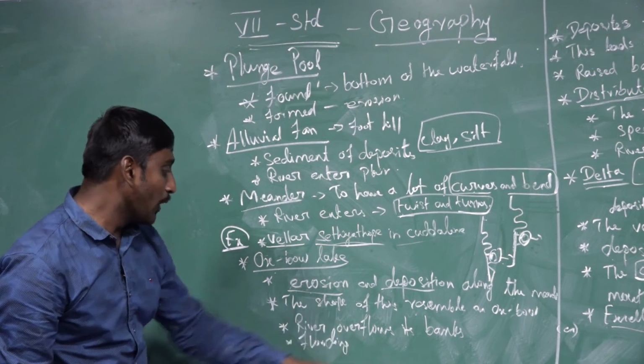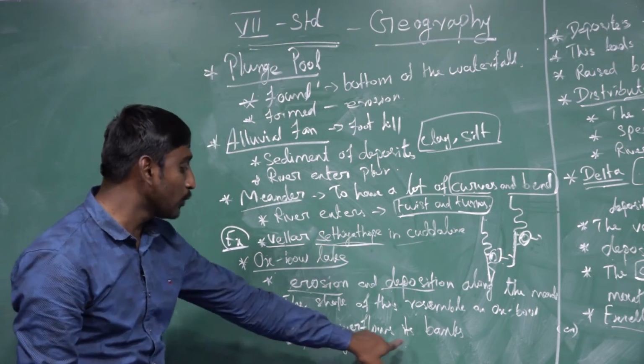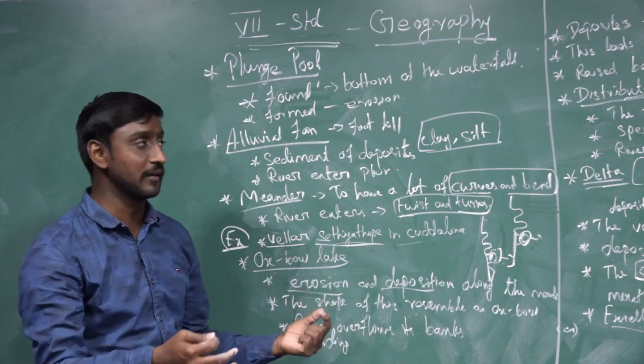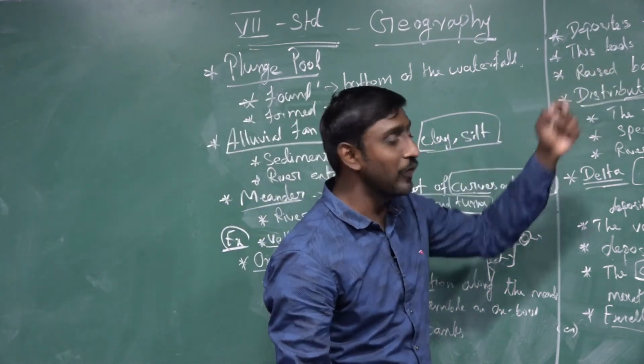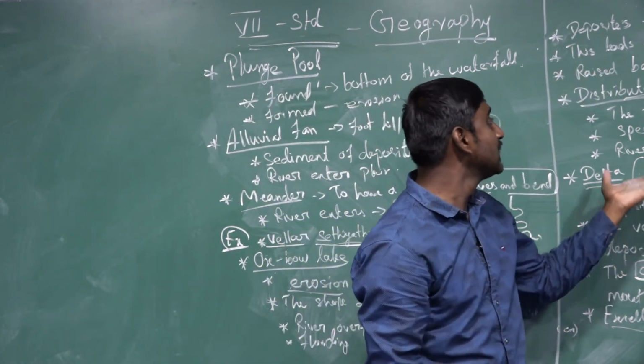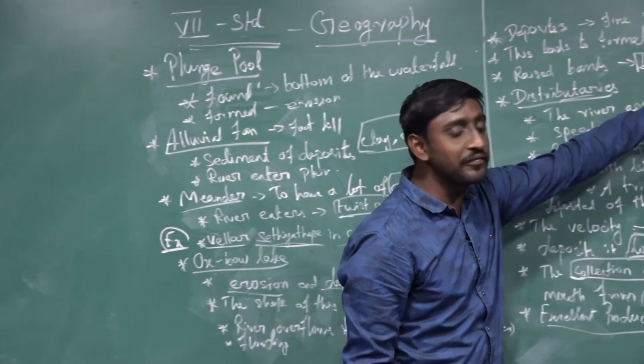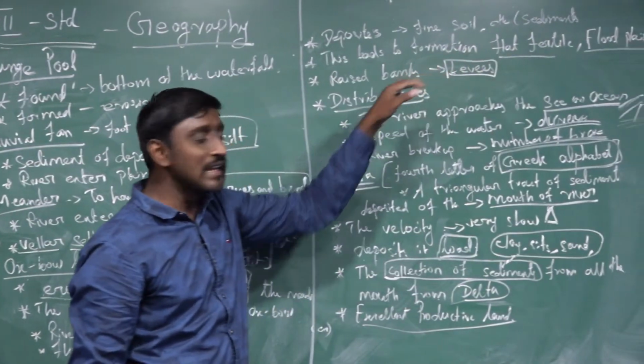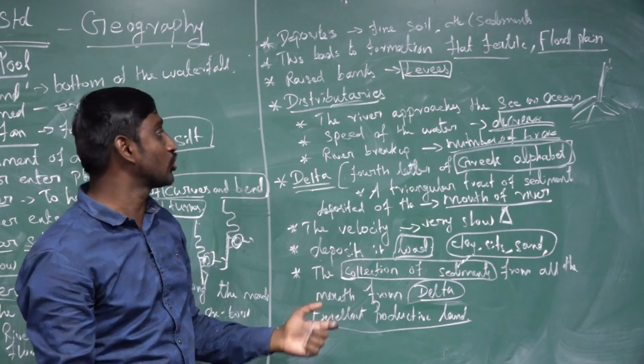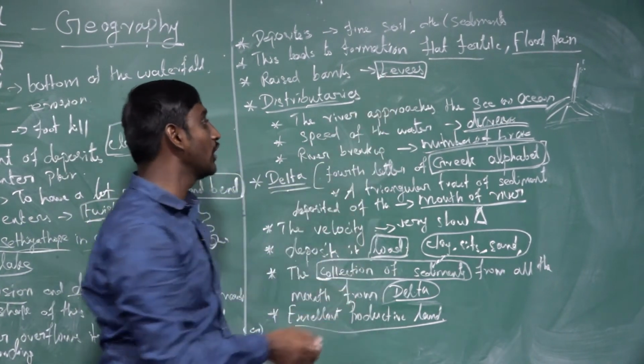Next, the river overflows its banks and floods, and deposits fine soil and sediment. This leads to flat, fertile land. The raised banks are called levees.